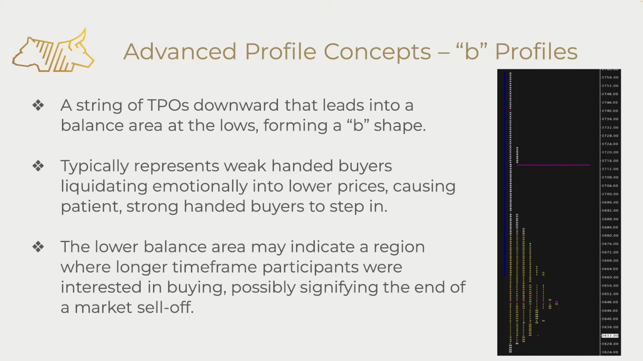And a lot of times you'll see that the distribution at the bottom of the B profile indicates an area where these longer time frame participants are very interested in buying and accumulating inventory. A lot of times you'll see this type of profile signify the end of a sell-off, because we finally reached an area where we flushed out the weak-handed players and gotten to prices attractive enough for these longer time frame buyers to start stepping in and accumulating lots and lots of inventory. And then usually, within a day or maybe a couple days later, you'll see the market just absolutely rip. And it all starts with this B profile right here.